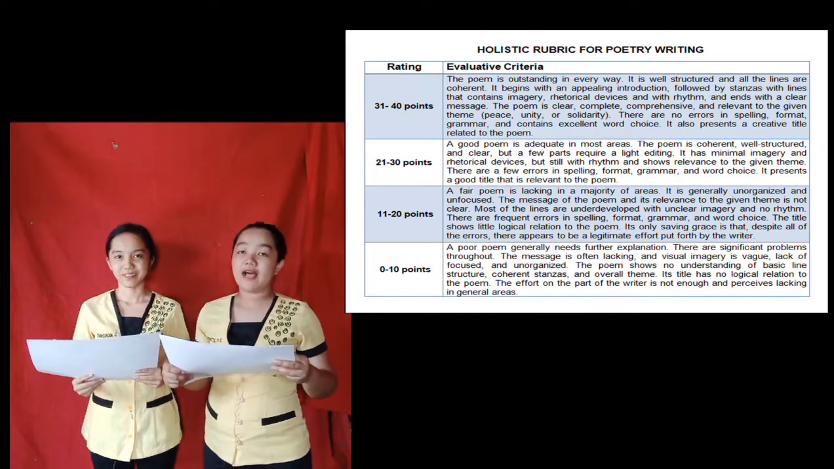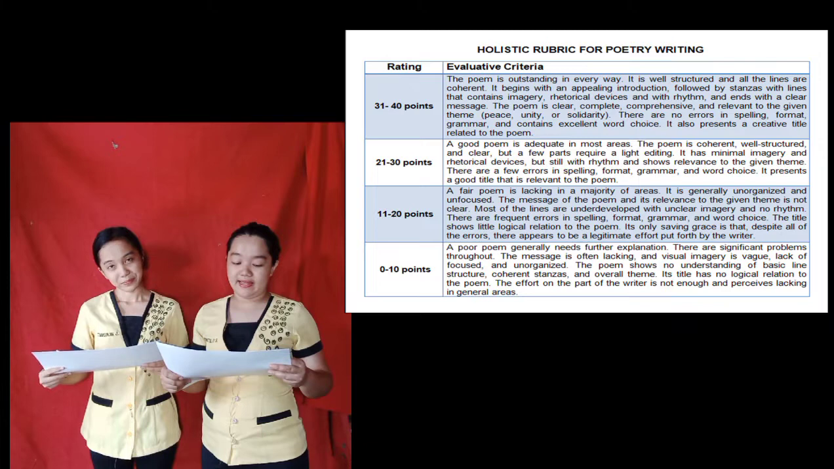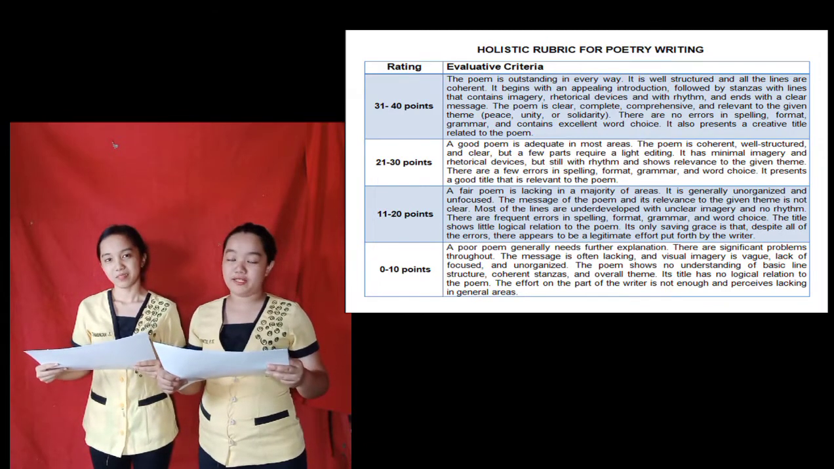We will be producing a poetry with the theme Solidarity. This will be graded by using the holistic and analytic rubrics. The holistic rubric for poetry has 4 evaluative criteria with a corresponding rating scale with a total of 40 points.